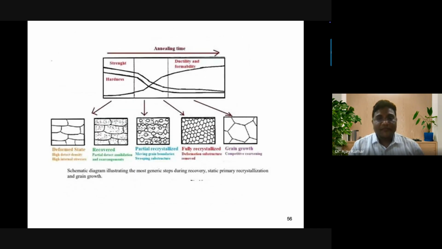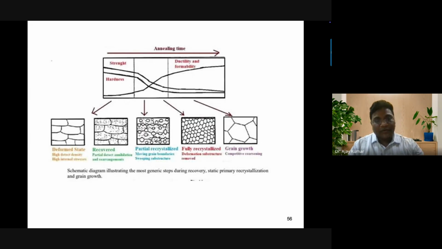Okay. And then we have different types of heat treatments. This is another topic, I'm not going through that, but we also do heat treatment for the material.